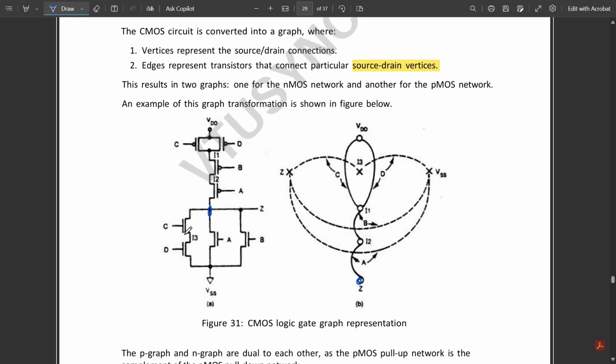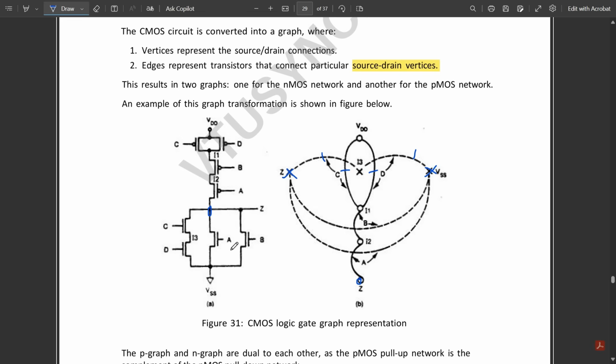Now for NMOS, at this point this cross mark indicates the output and this cross mark indicates the ground. For the NMOS logic, the C and D here are in series. So according to that, from Z, the output, we go to I3, and from I3 to ground. These two are C and D. You should name this line and this line as C and D. That's why they have mentioned the arrow here.